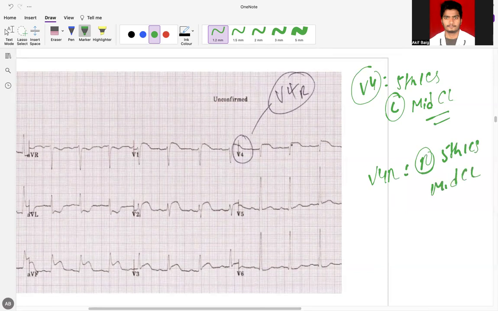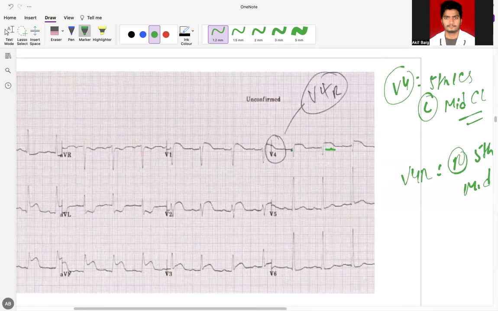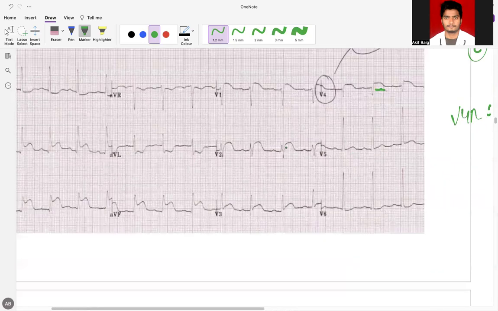Then you will get classical ST elevation in the V4R lead. So that confirms that it is ischemia.